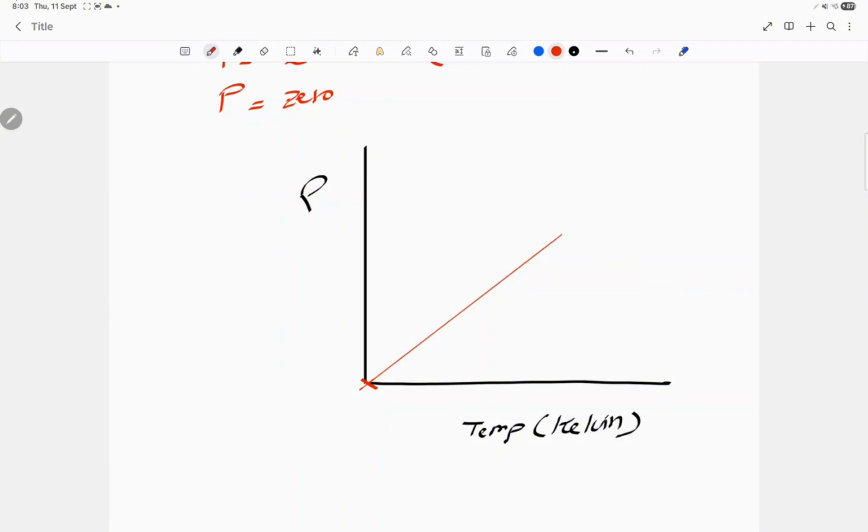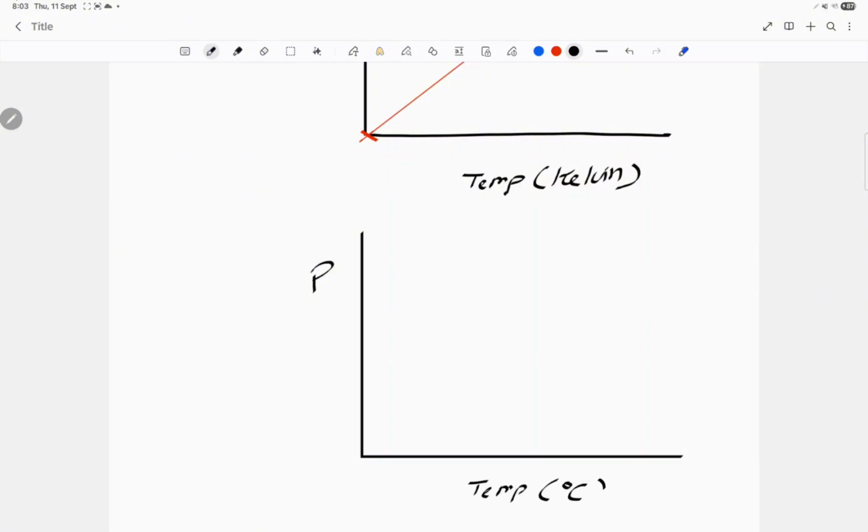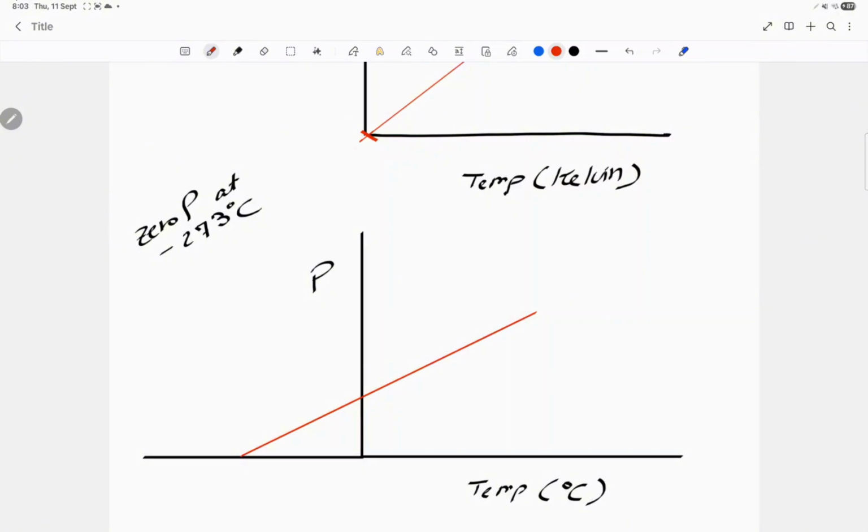Okay? But if I were to plot pressure on the y-axis and temperature in Celsius on the x-axis, I cannot have a 0 pressure at a 0 Celsius. No, I can have a 0 pressure at a negative 273 Celsius. That basically means I must extend my x-axis in a negative direction. I must now draw a straight line that will go into the negative part of the x-axis to hit that negative 273 Celsius. And at that point, that's when the pressure becomes 0.